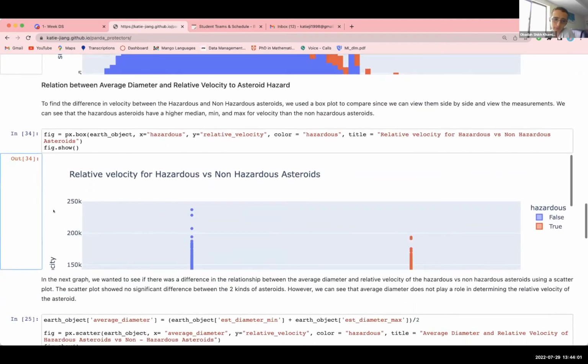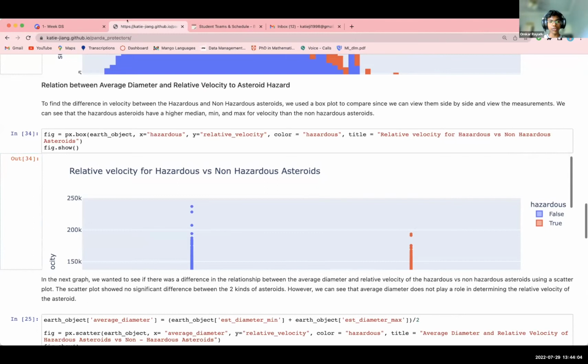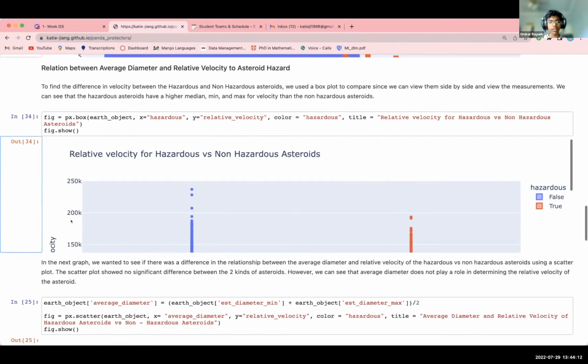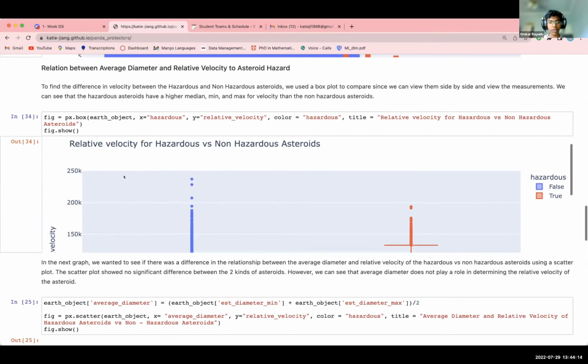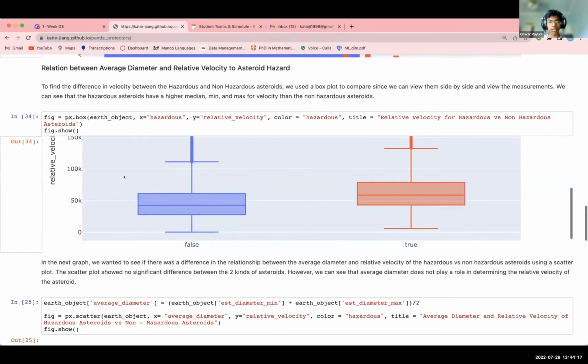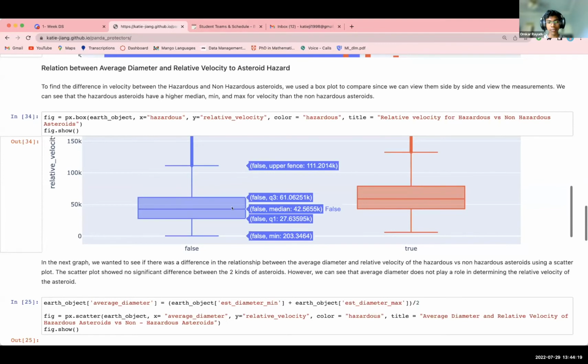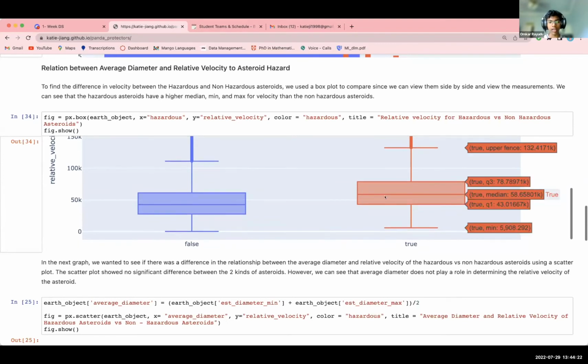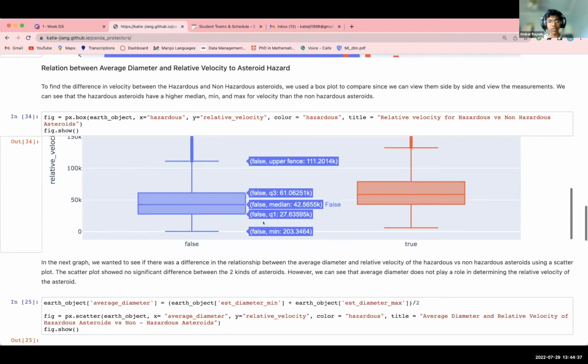Yeah, so in this section, we talk about the relationship between the average diameter and the relative velocity and how it relates to asteroid hazardousness. In the first graph, we used a box plot to illustrate the hazardous and non-hazardous asteroids. You can see that the hazardous asteroids, represented by the red, have a higher median and higher Q1 and Q3 values. So it means that hazardous asteroids tend to have a higher relative velocity than the non-hazardous asteroids.